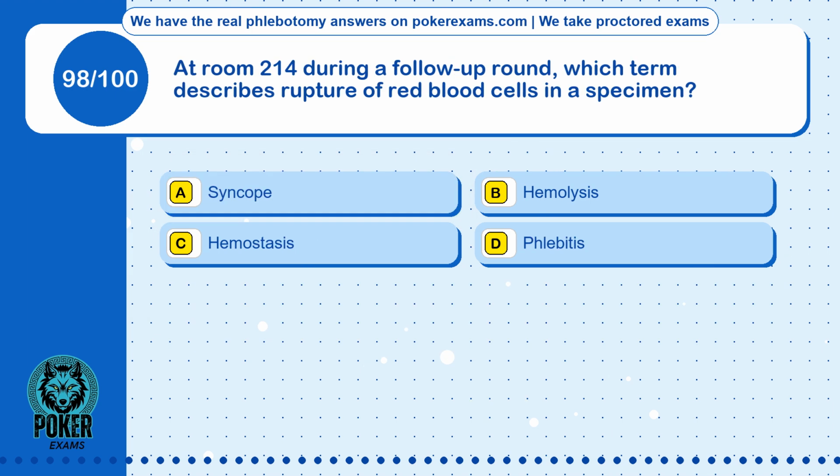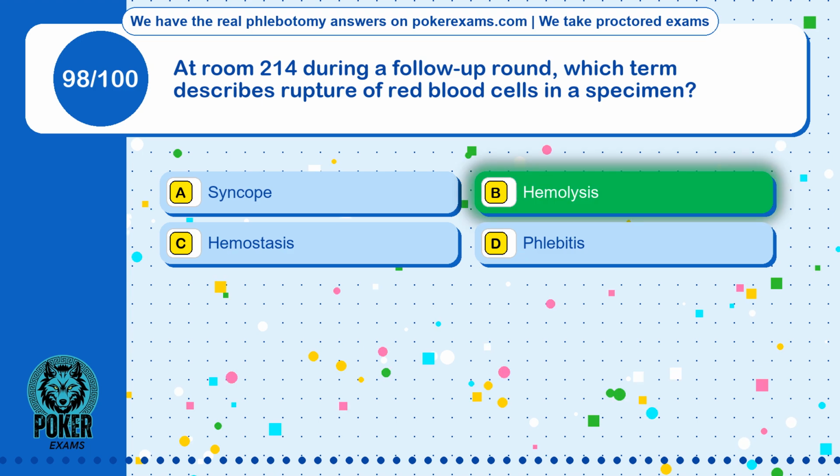Question 98. At room 214 during a follow-up round, which term describes rupture of red blood cells in a specimen? Option A. Syncope. Option B. Hemolysis. Option C. Hemostasis. Option D. Phlebitis. The correct answer is option B.